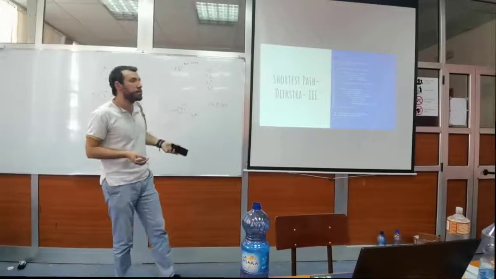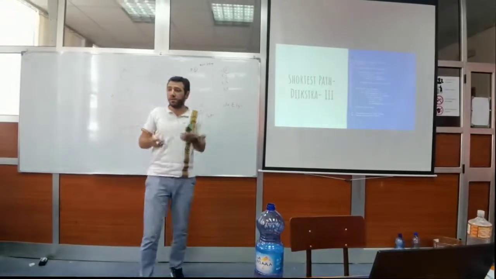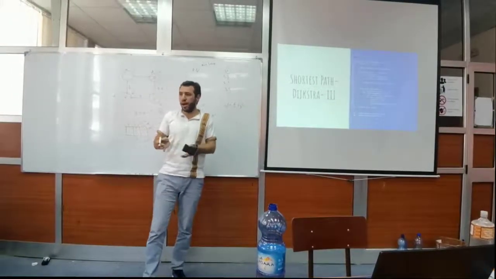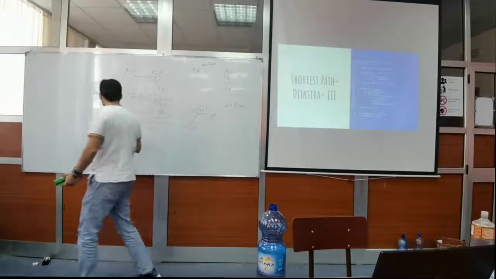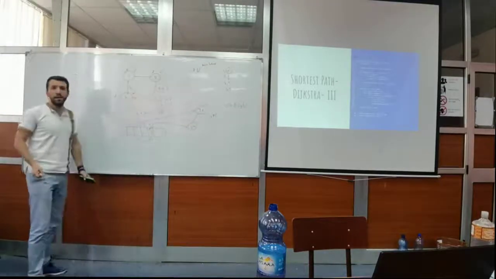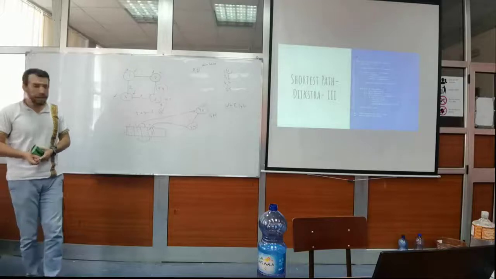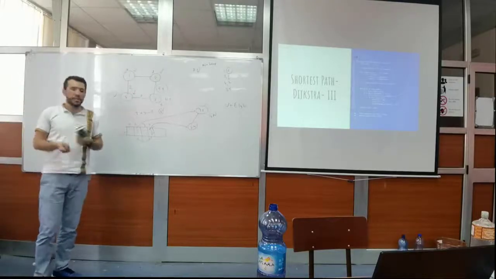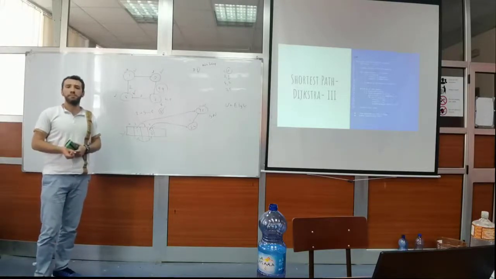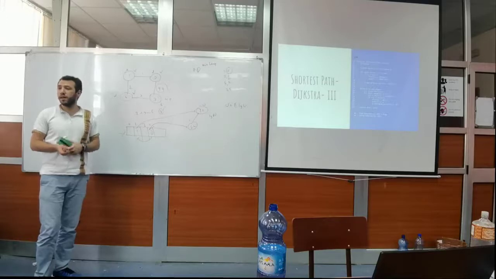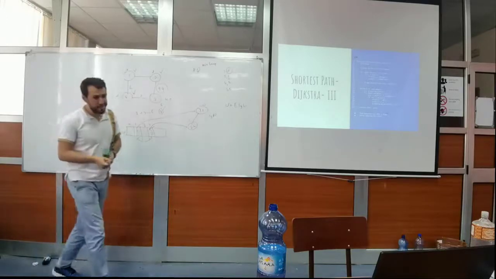And the space complexity is obviously, since we have V nodes in our queue and a V array for the cross reference, so that we can apply the updates easily, the space complexity is going to be O(V). Any questions? If not, let's continue.